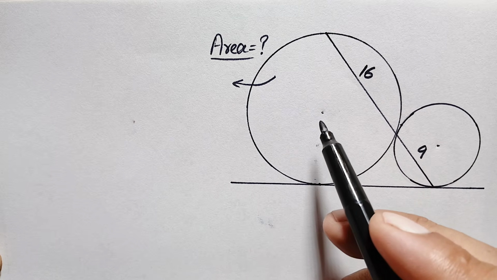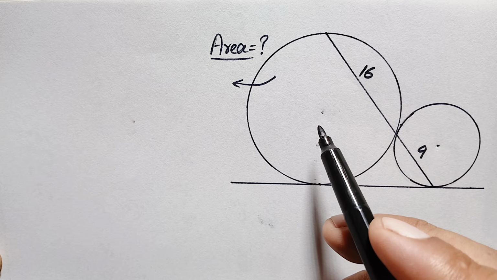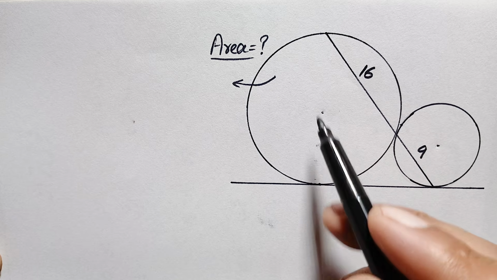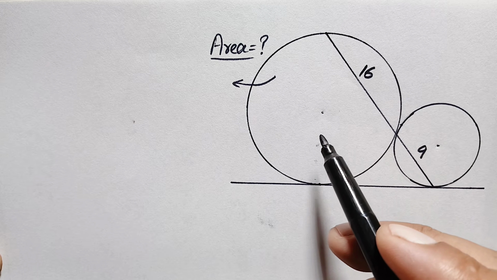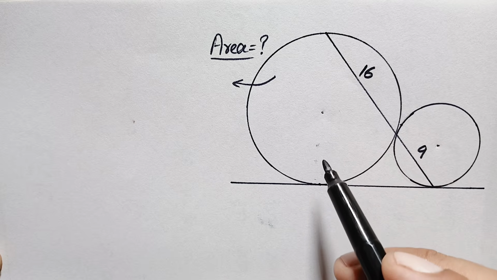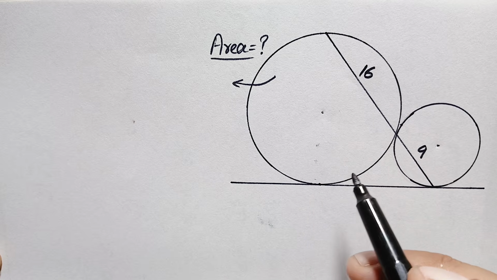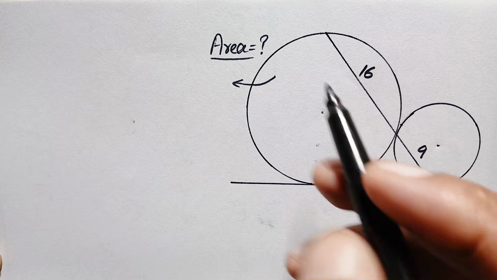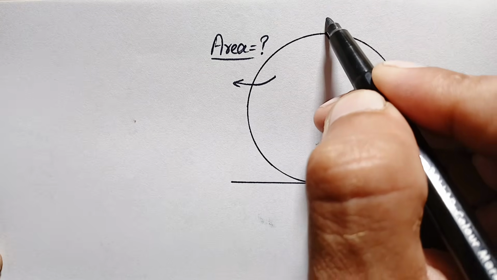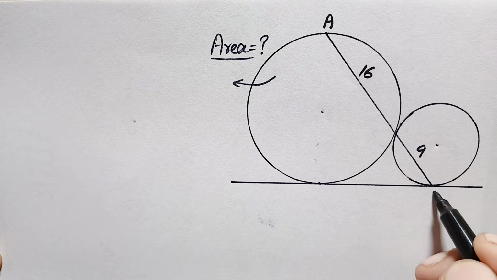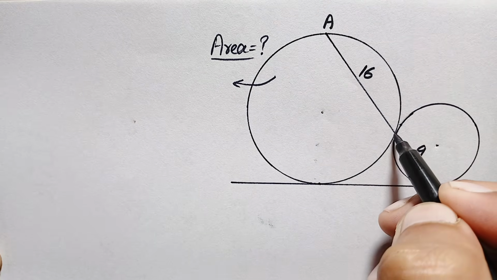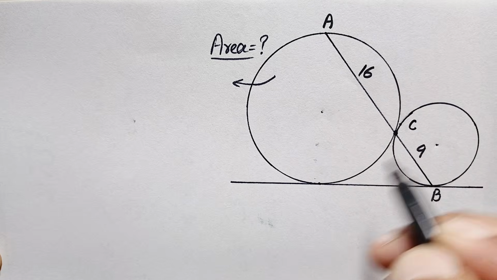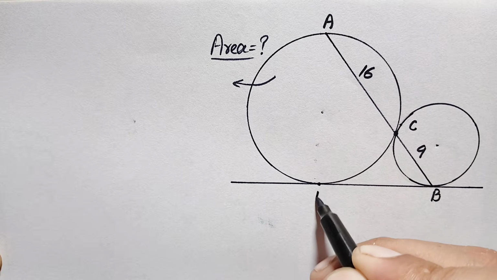Now to find the area of this bigger circle, we know that the area is πr squared. So here we need the radius of this bigger circle. To find the radius, we will do some steps. First of all, let us give names to the points. Let us suppose this is point A, this is point B, this is point C, and this is point D.